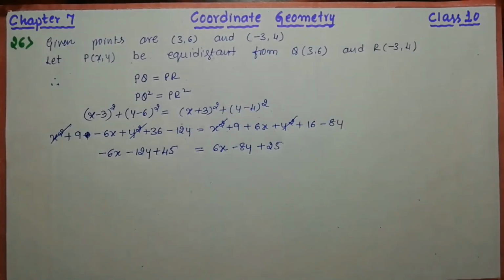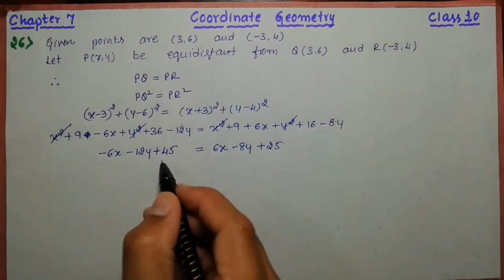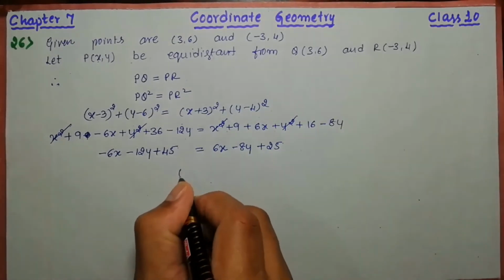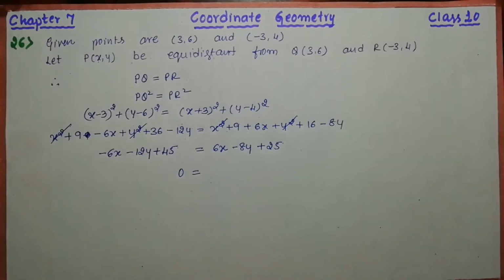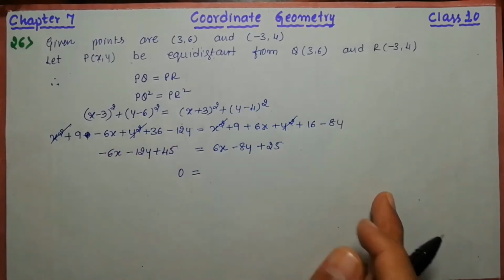Okay, then the remaining thing is you need to separate all the terms towards one side, then you need to simplify this one further. So I think it is better if you shift these terms towards the right side. Okay, so that's why I'm going to do it like this. 0 is equal to, shift all these terms towards the right side.